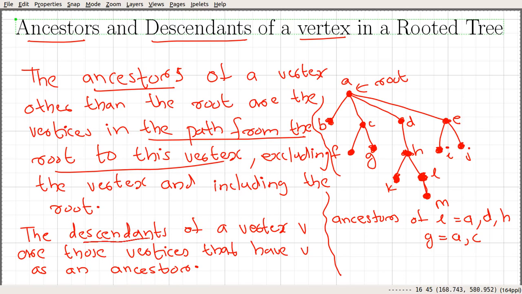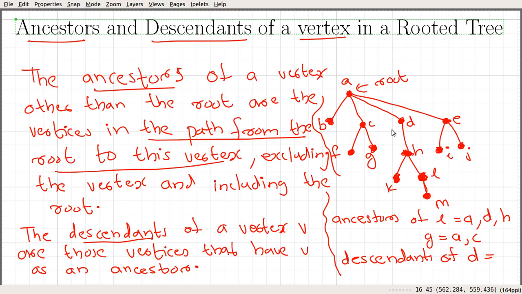Okay, so the descendants are defined in this way. The descendants of a particular vertex V are those vertices that have V as an ancestor. For example, if you consider this node H, let me write down the descendants of H here, or maybe descendants of G, say descendants of D. By definition, descendants of D are those vertices that have D as an ancestor.